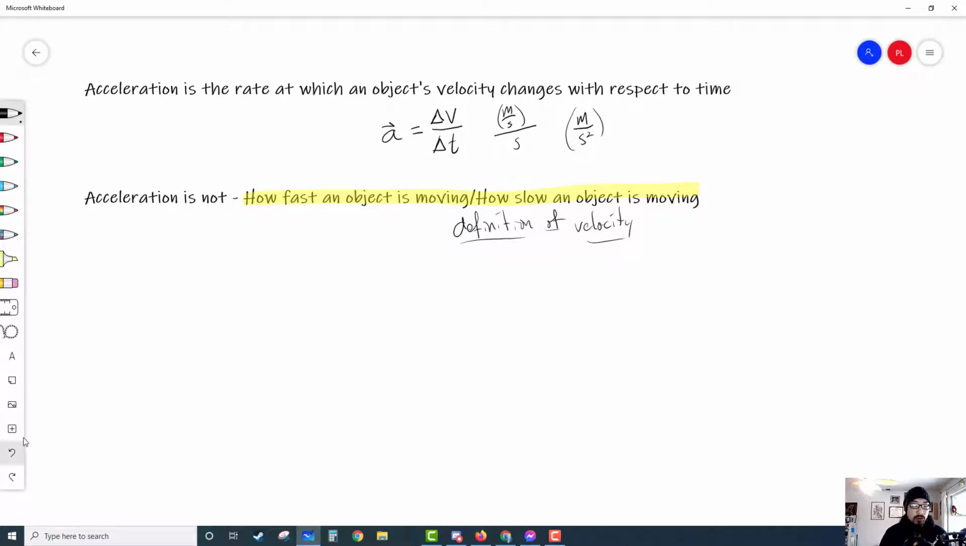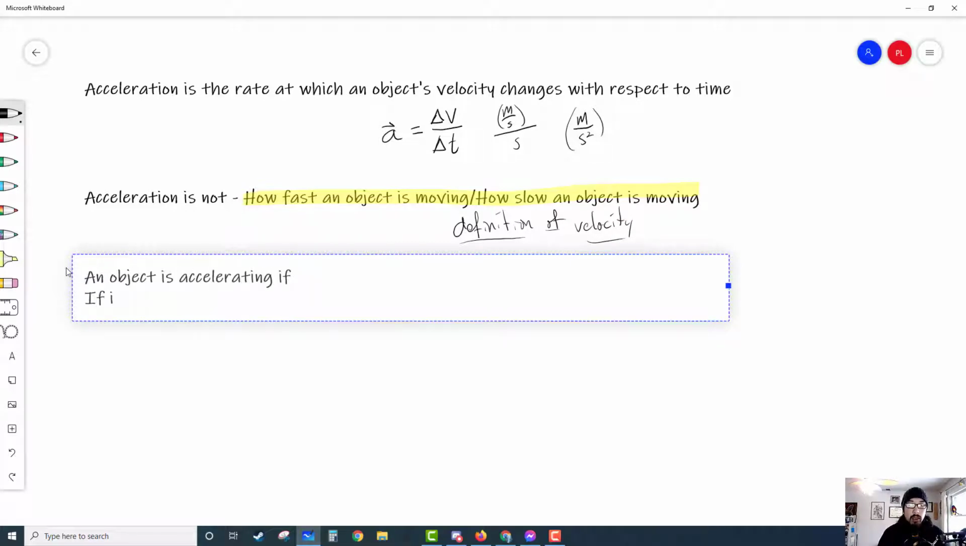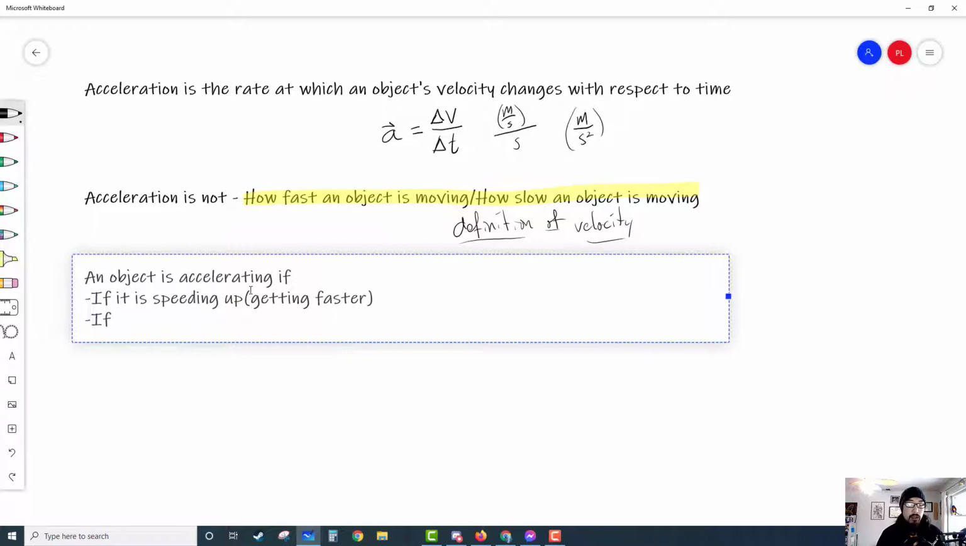Now what I want to do is come up with a list of criteria that you might see when we are solving different problems, and these are the keywords that let you know that an object is accelerating. So we can say an object is accelerating if it is speeding up. That does not mean that the object is moving fast. It is speeding up, so it's just getting faster. Another one is if it is slowing down.